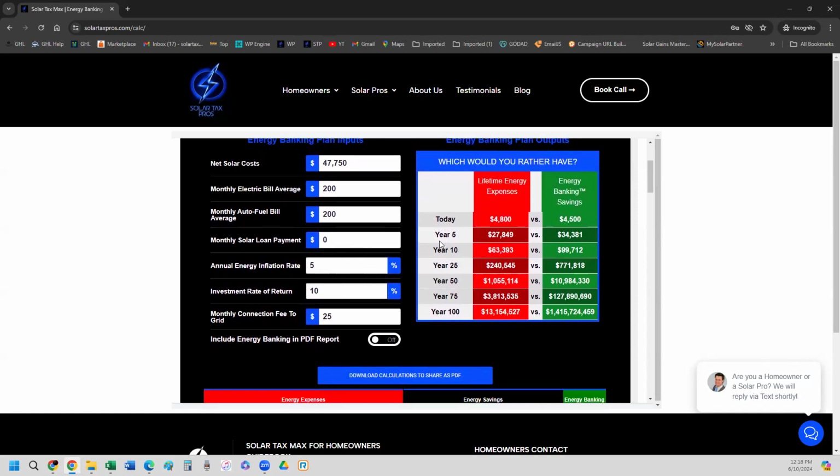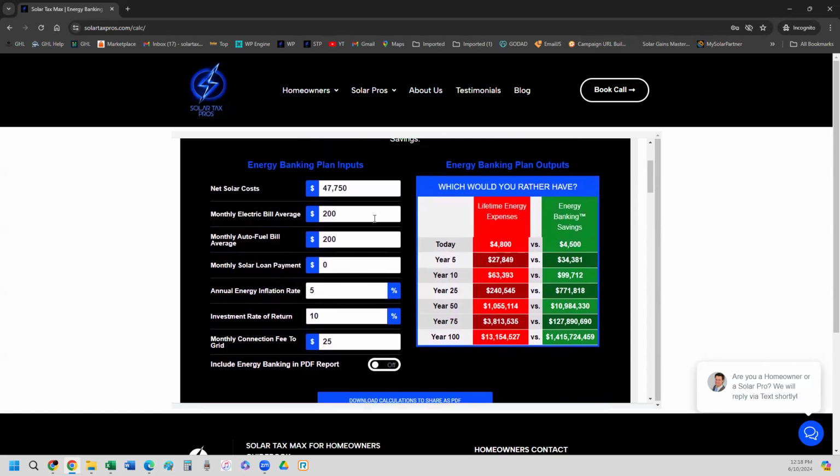And so, as you can see, Mr. Homeowner, would you agree that $200 of electric bill and $200 of auto fuel bill is $400 a month, which is $4,800 a year? And with inflation, that's going to be $27,000 you'll have spent on energy over a 5-year period and $63,000 over a 10-year period that you're going to be wasting.